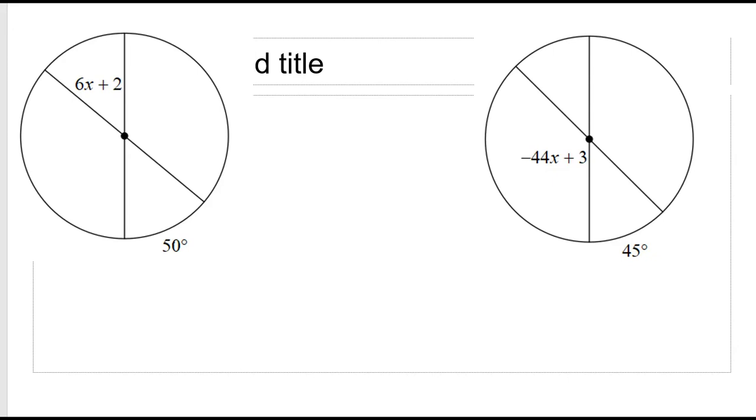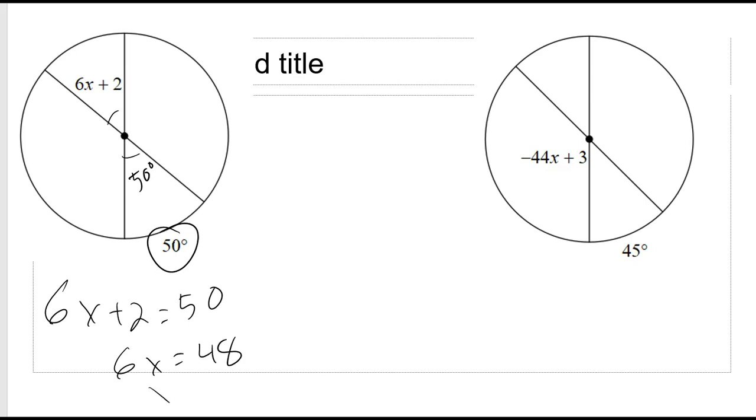So the left one, if this is 50, this has to be 50. We have vertical angles here, so those are congruent. So I'm going to do 6x plus 2 equals 50. I subtract 2, 6x equals 48. I divide by 6, and it gives me x equals 8. That's my answer to the left one.